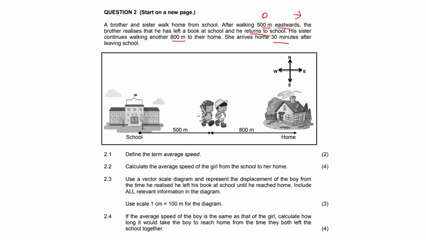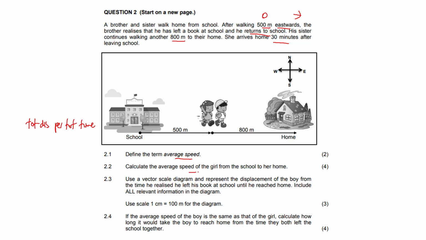2.1. Define the average speed. What is the definition of average speed? Very important to know your definitions, guys, because it is 2 marks in your exam. So average speed is the total distance traveled per total time. So total distance per total time.